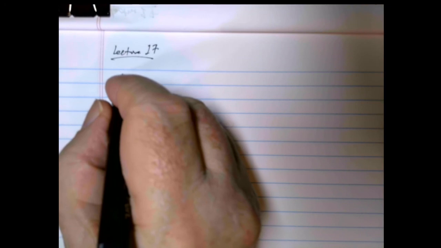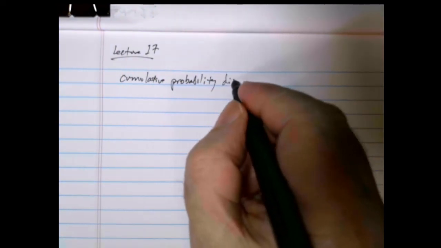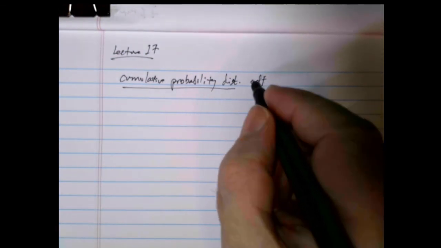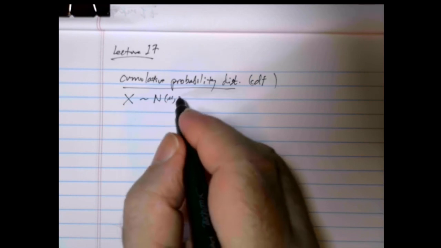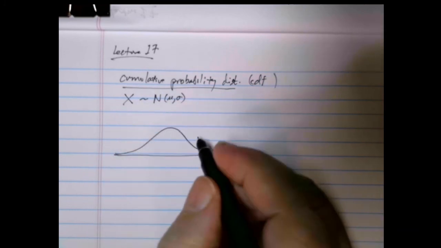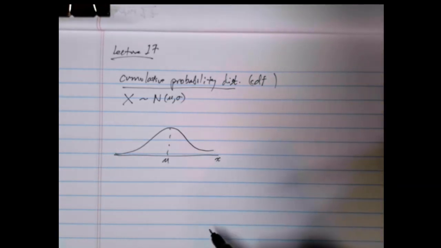All right, first thing I want to talk about is the cumulative probability distribution, usually called the CDF. Let's suppose I have a random variable x, and for us, we're only really going to apply this to normal distributions, so we'll suppose that x is normally distributed with mean mu and standard deviation sigma. So the PDF of x looks like this. There you go. This, of course, would be mu, and so on.